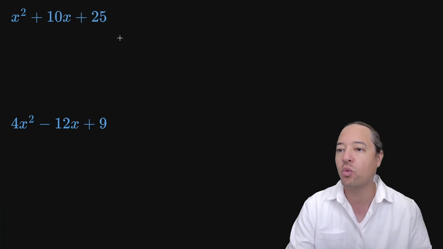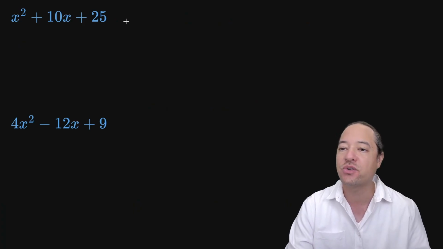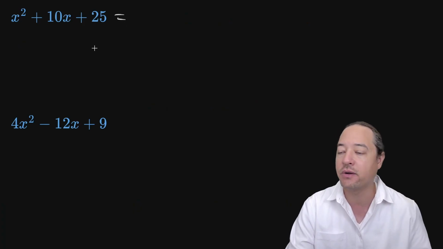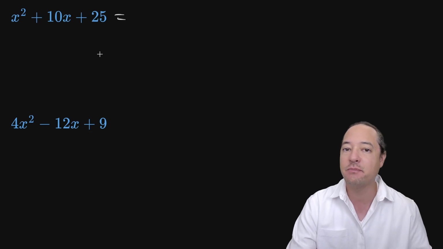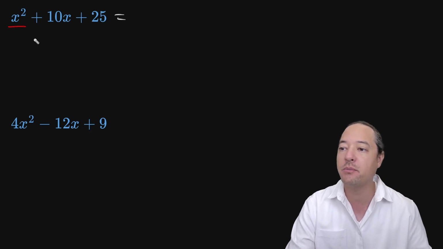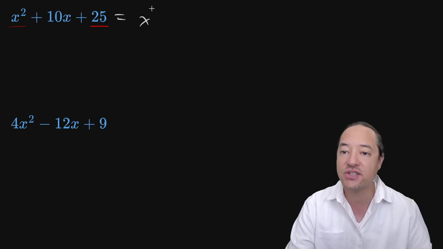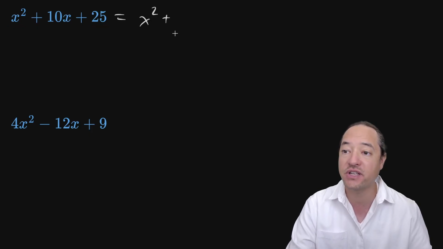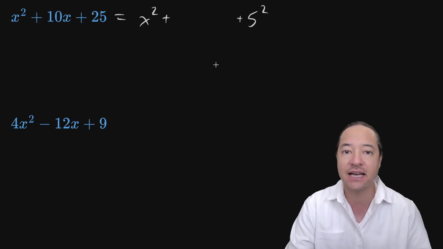Here I want to write this down and see whether it meets some form where this is some number squared and this is also a perfect square. x squared is definitely a perfect square. Is the last term a perfect square? Yeah, that's 5 squared. So I can write it down this way.